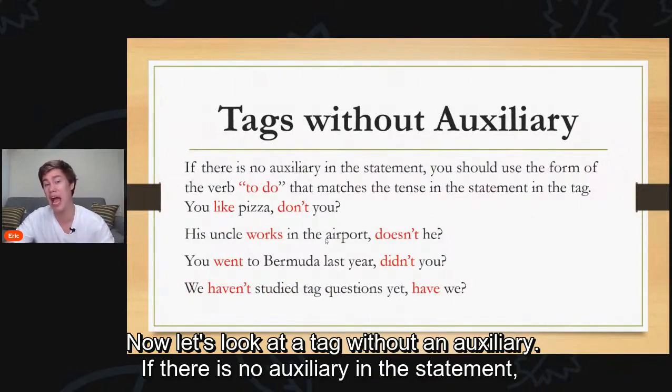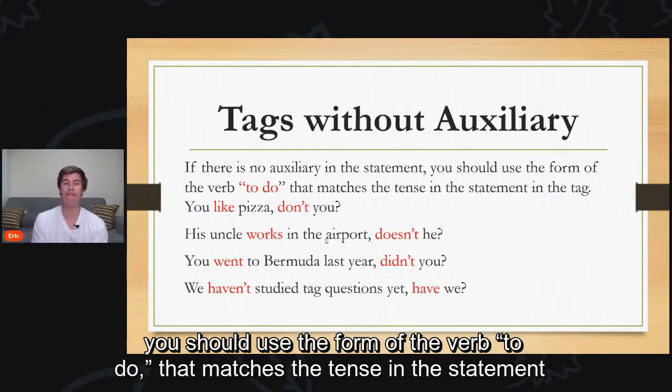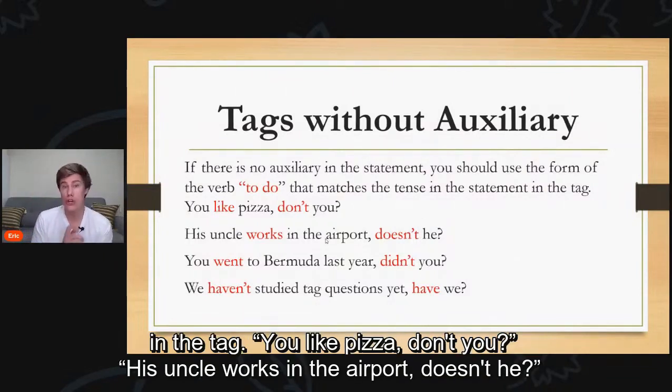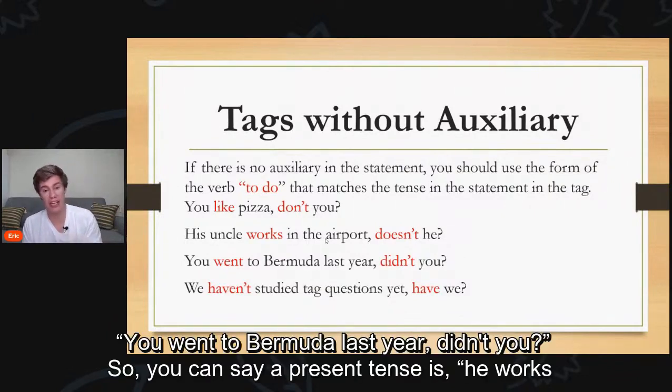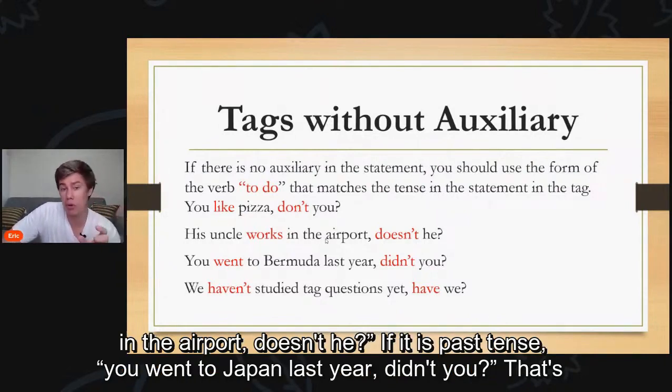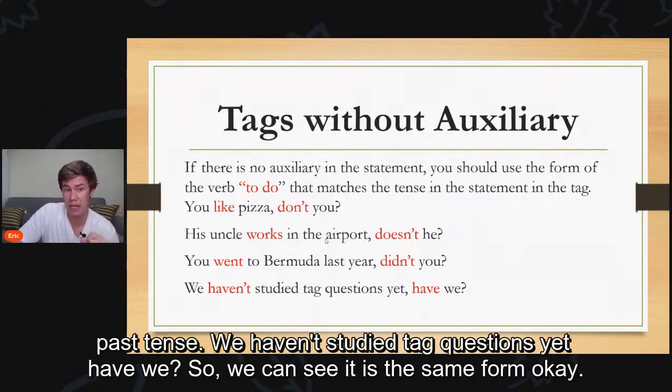Now let's look at a tag without an auxiliary. If there is no auxiliary in the statement, you should use the form of the verb to do that matches the tense in the statement in the tag. You like pizza, don't you? His uncle works in the airport, doesn't he? You went to Bermuda last year, didn't you? So you can say a present tense is he works in the airport, doesn't he? If it is past tense, you went to Japan last year, didn't you? That's past tense. We haven't studied tag questions yet, have we? So we can see it is the same form. Okay.